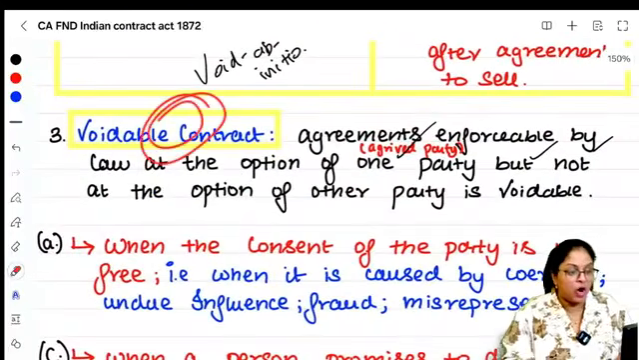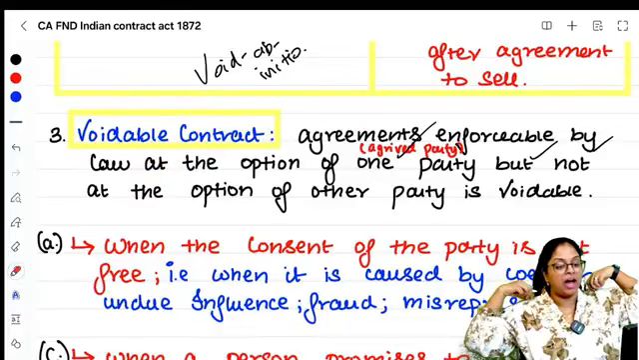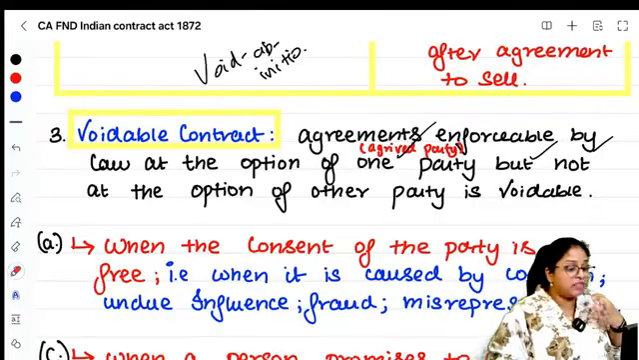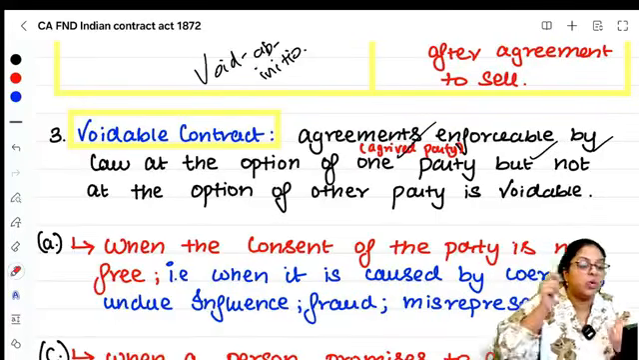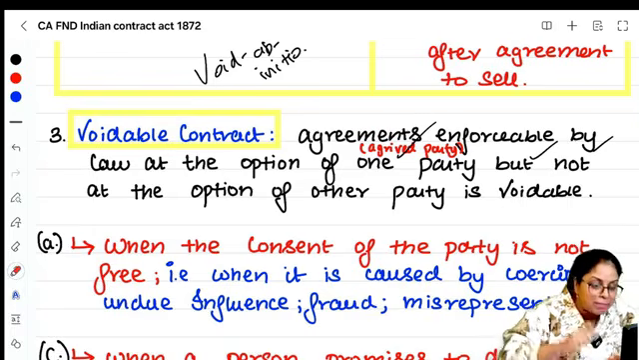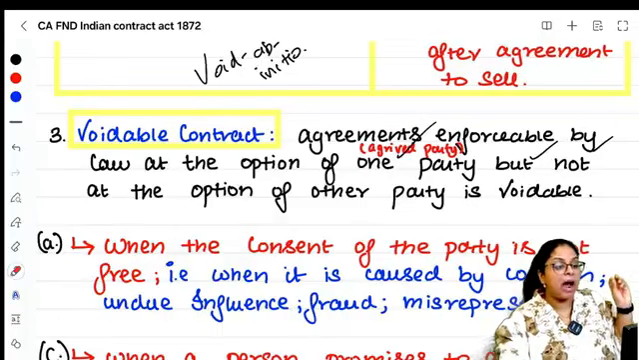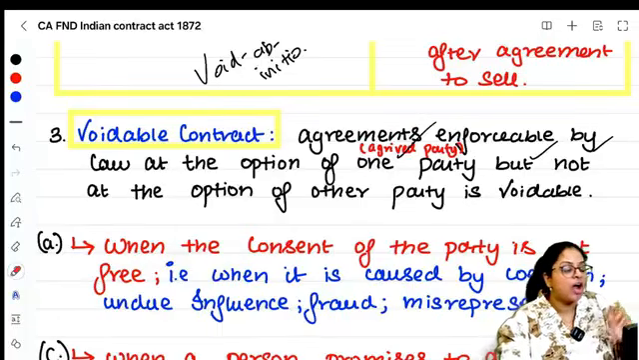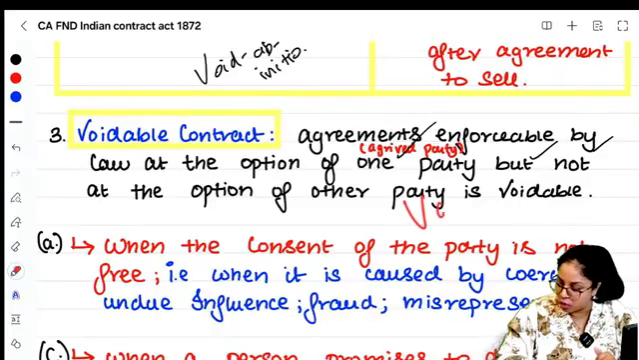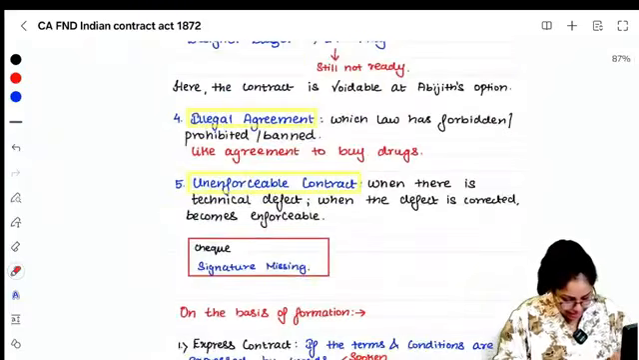Then what did we see next? Voidable. What do you mean by voidable? Able to become void at the option of the aggrieved party. Who is the aggrieved party? The one whose consent was obtained by coercion, undue influence, fraud, misrepresentation. If he goes to court and says his consent was not free, then the contract will become void. Until then, the contract will remain valid. Is that clear, people?